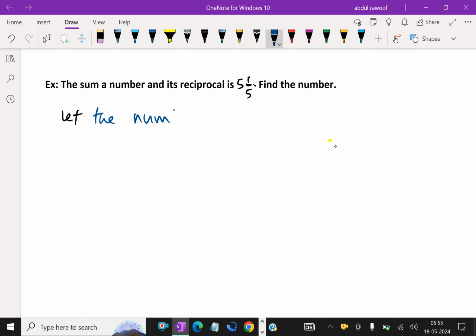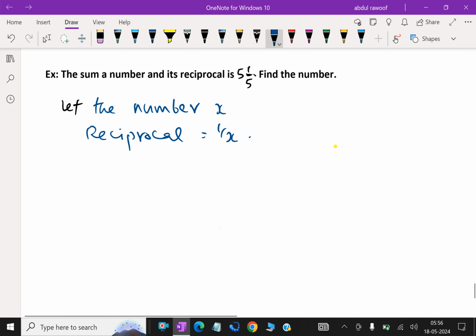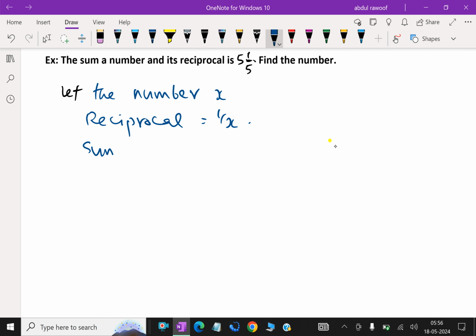Let the number equal x. Then its reciprocal equals 1 over x. The sum of those numbers, that is x plus 1 over x, is equal to 5 1/5.